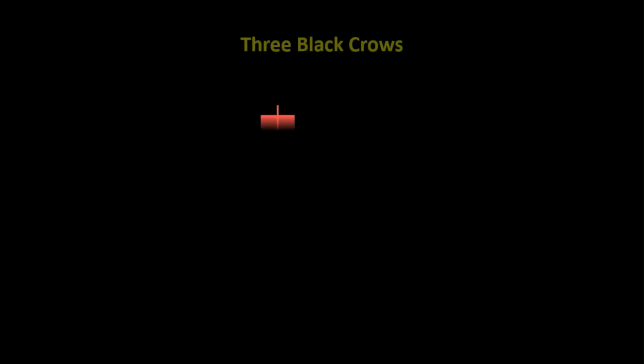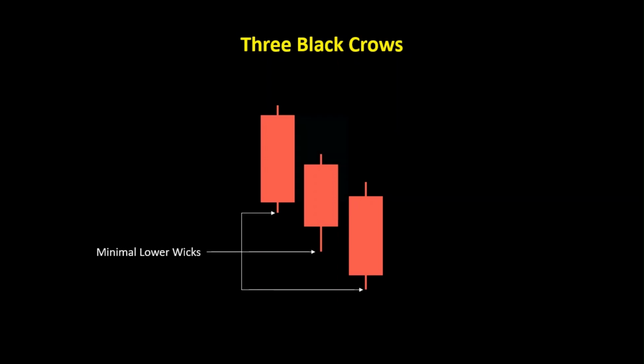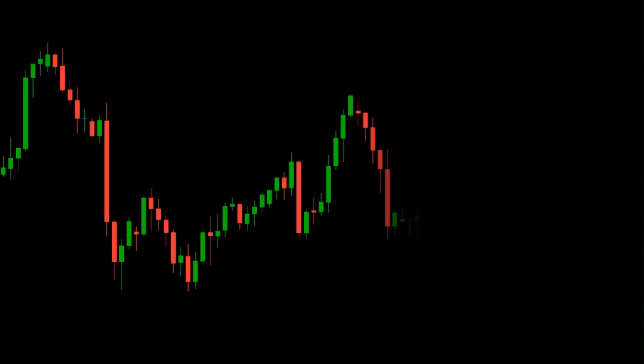On the other hand, the three black crows is the bearish counterpart to the three white soldiers. This pattern consists of three consecutive bearish candles. All three candles have long real bodies with little lower wicks. Each candle opens within or near the body of the previous candle, and closes below the previous candle's close, showing sustained selling pressure. It forms at the top of an uptrend and signals that sellers are overpowering buyers, and that a potential trend reversal is underway.